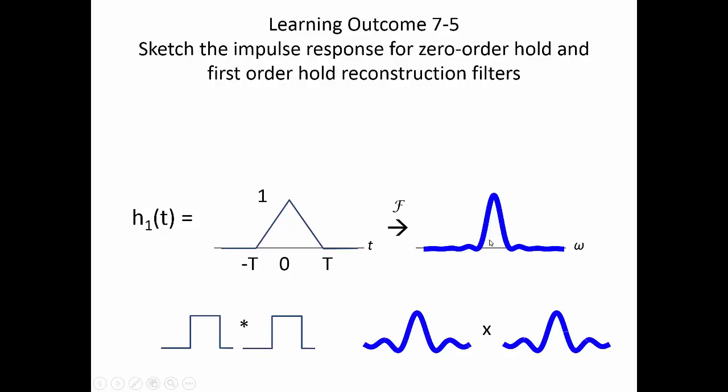Notice that both a sinc function and a sinc squared function are both low-pass filters. That's just what we used in the video for learning outcome 7.4, a low-pass filter when we thought about things in the frequency domain. So building a zero-order hold or a first-order hold, both are implementations of low-pass filters.